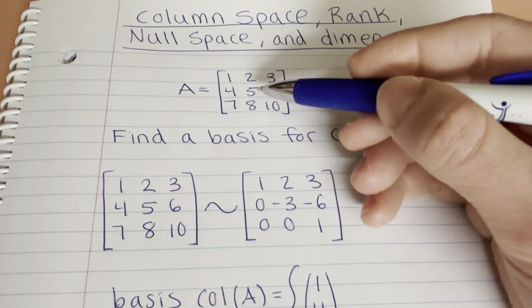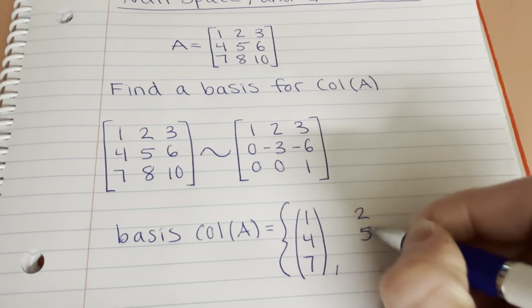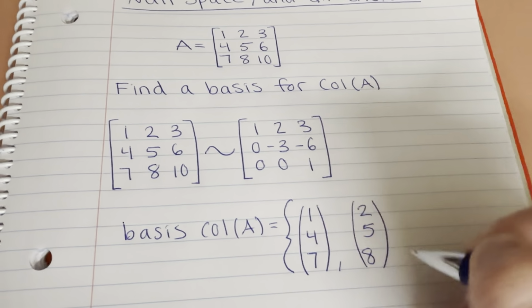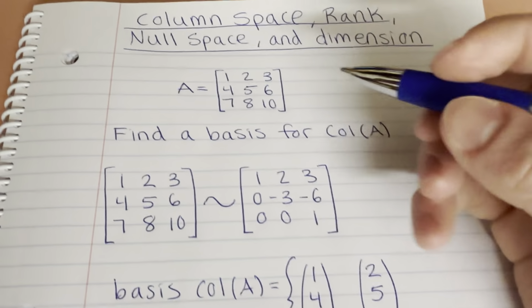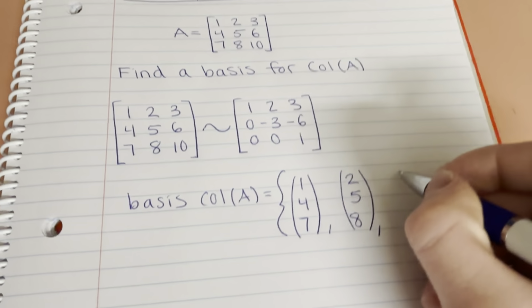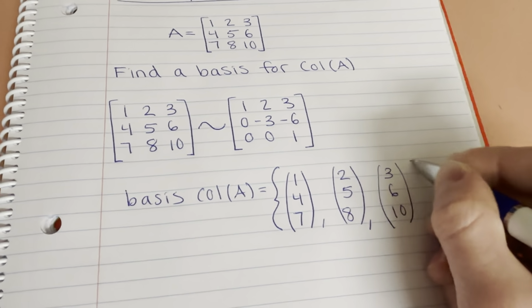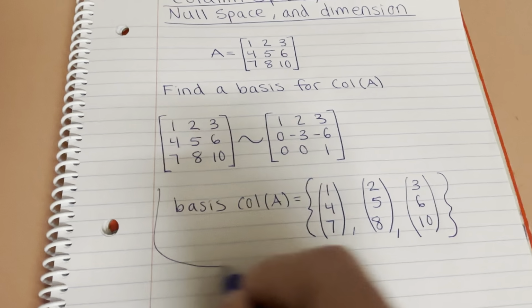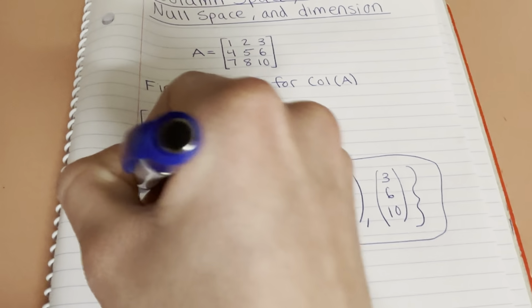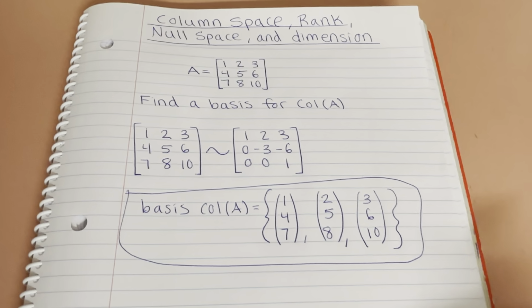All right, second answer, there's a pivot in the second column here, so then our next answer would be 2, 5, and 8. There's also a pivot in the third column, so our last answer would be 3, 6, and 10. All right, so this would be our answer for the basis of the column space of A.